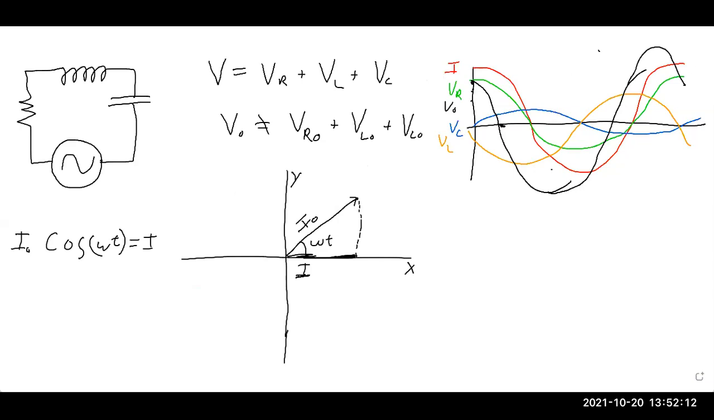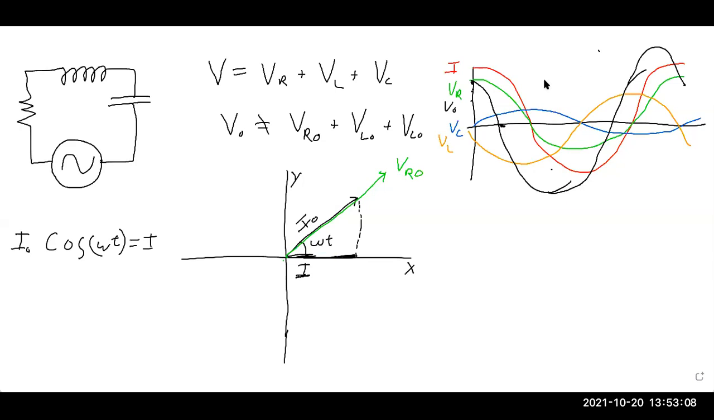Our voltage across the resistor is always going to be in phase with the current. It has the same cosine function. So whenever our current is maximized, our voltage across the resistor is maximized. So we can get VR, voltage across the resistor, from that cosine. That's a-okay, not all that interesting or useful.